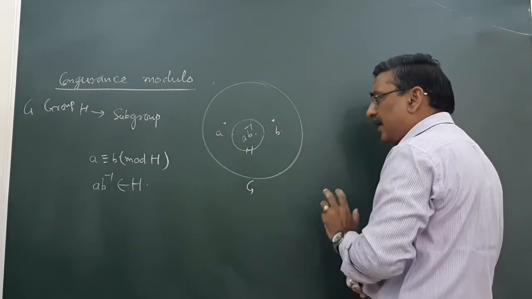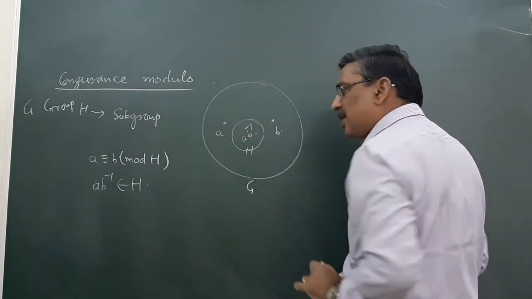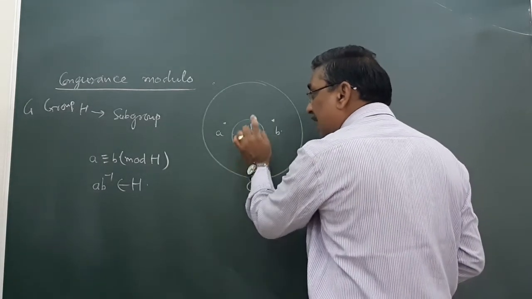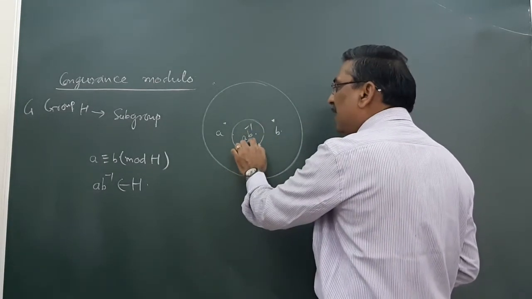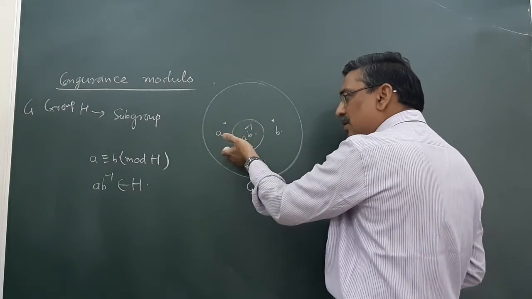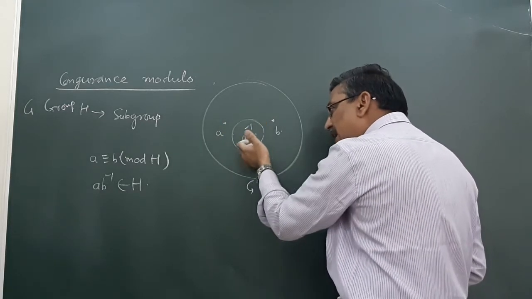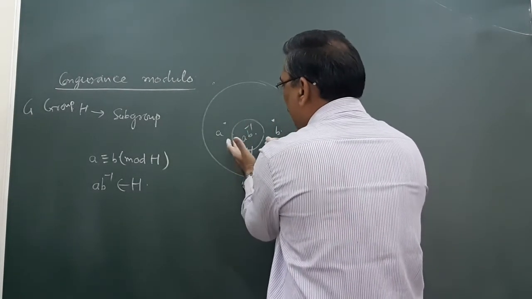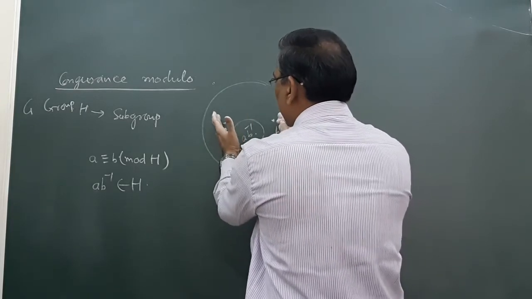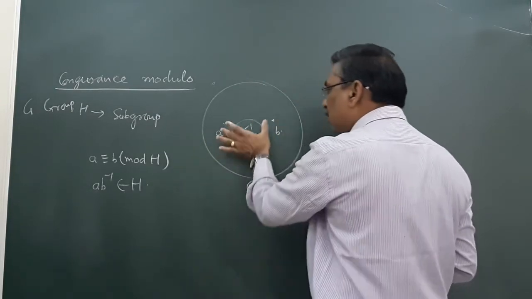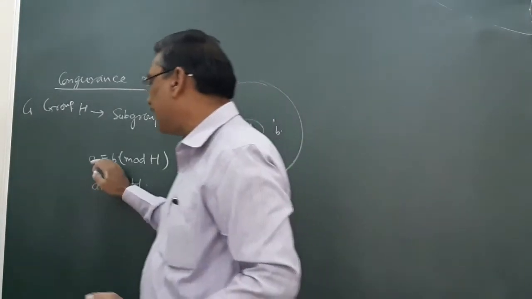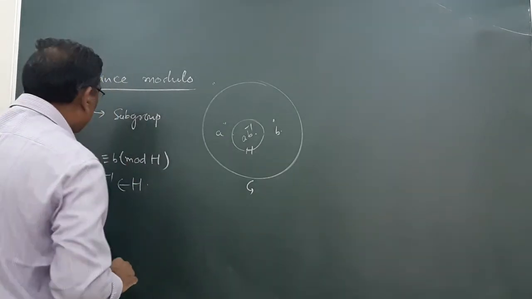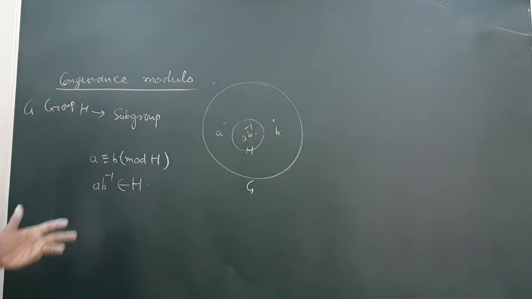Let us say if A and B belong to H itself, then naturally A and B are elements of H and H is a subgroup. Therefore AB inverse also belongs to H. So elements of H are congruent to each other. And if they do not belong to H but are outside of H, A is congruent to B if AB inverse belongs to H. This is the definition of congruence modulo under subgroup H.